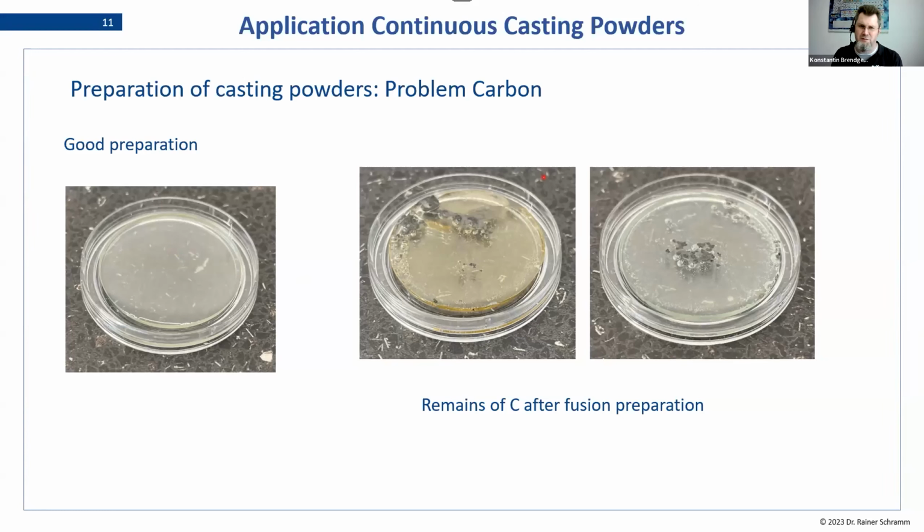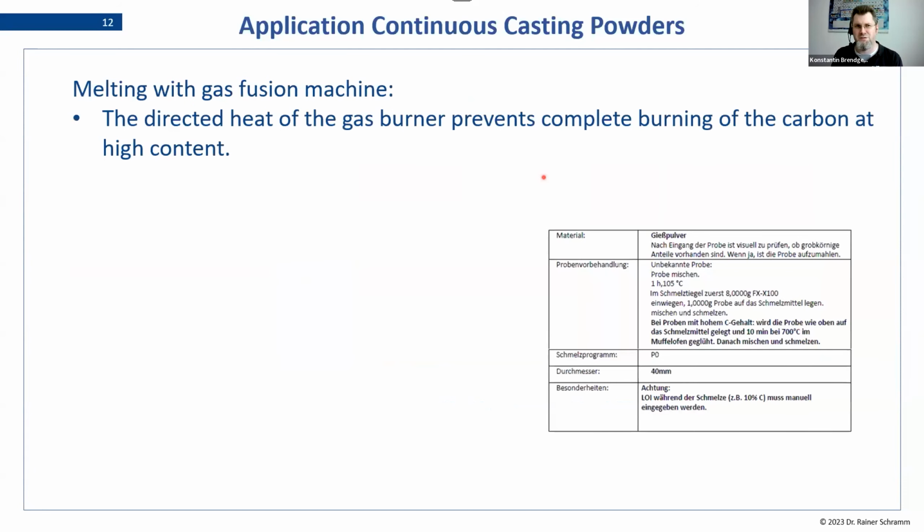If we are using the gas machine, we'll split it here. Historically, as I said, we have been doing this preparation with the gas fusion machine. And the problem here is that our burners, or the heating source, is directional. We have the burner going basically up like a Bunsen burner, and then we have the crucible on top. And what that means is that the carbon does not get burned away efficiently.